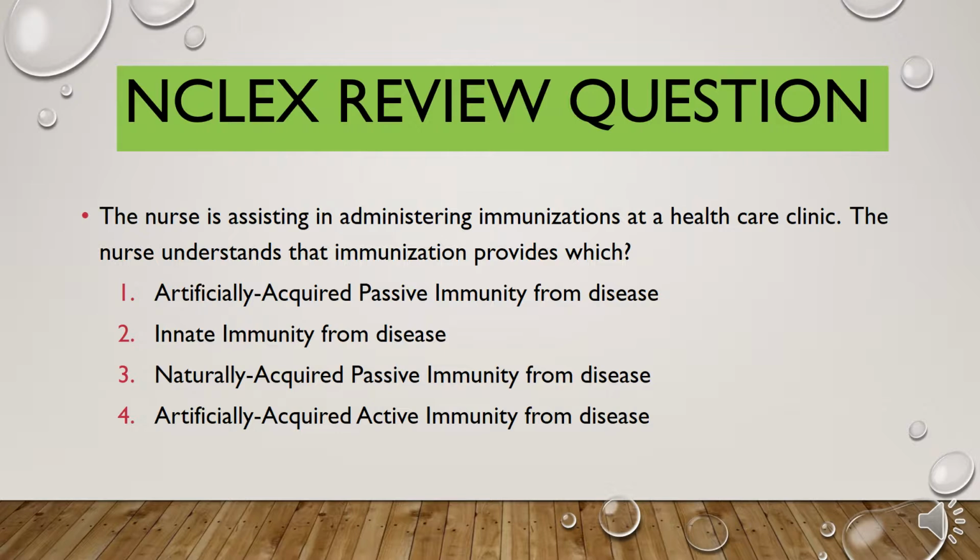Okay, so looking at this, number 1, artificially acquired passive immunity, this would be through injection of serum antibodies from another person or animal, aka immunoglobulins, so that's why this would not be an immunization. Number 2, this is just our body's natural immunity. And number 3, this would be more of a neonate through a mother's breast milk and placenta.